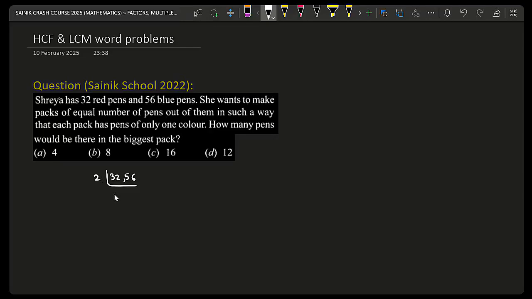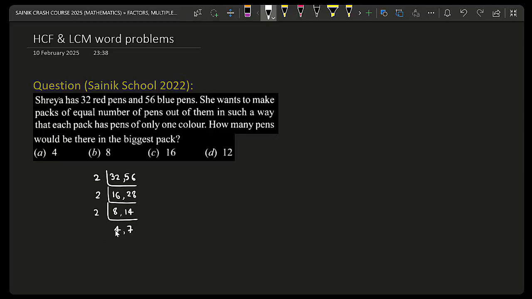2 into which number? 16. Next, 28. Again, they are divisible by 2. Now, what are the quotients? 8 and 14. Okay, again, they are divisible by any number? 2. What are the quotients? 4 and 7. Okay, any common factors left?